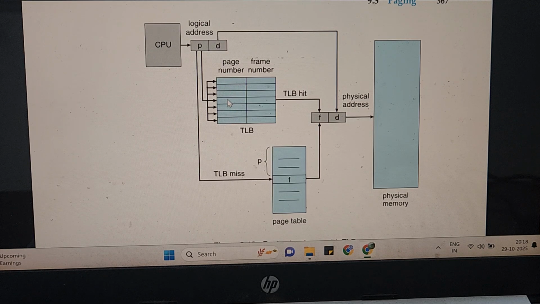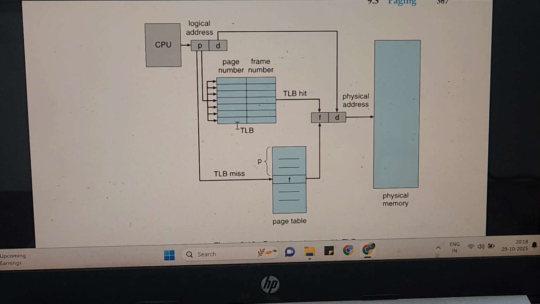So if that page number happens to be in your TLB, there will be a hit that will give you the frame number. Offset, as usual, you take directly from your logical address, you combine that and go to your physical memory. Supposing it is a TLB miss, in that case you will go to your page table, check sequentially, find the frame number, go here and continue.